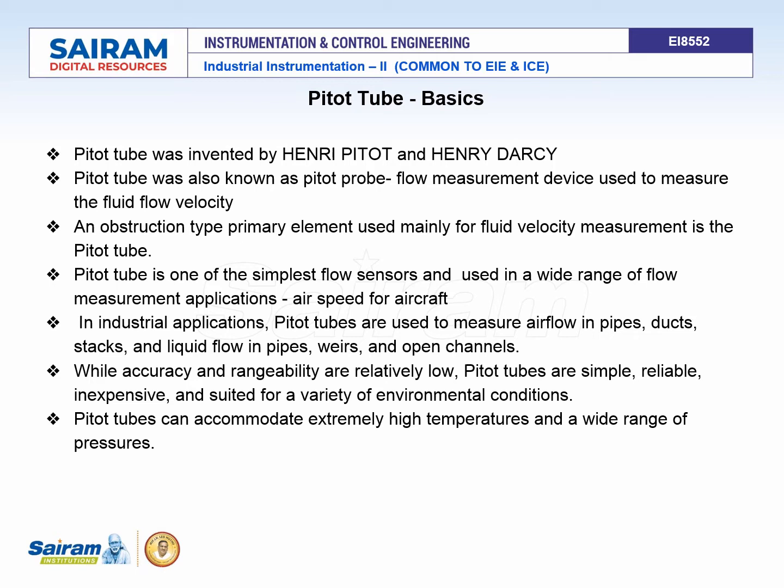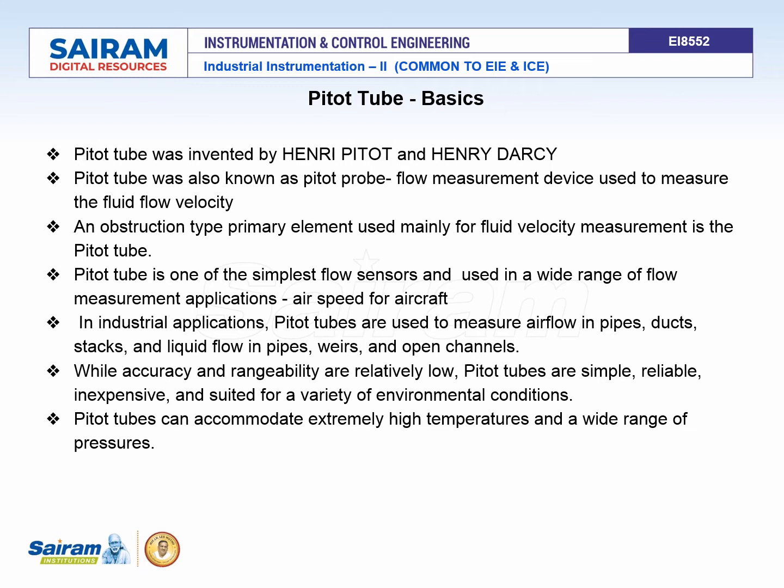So the pitot tube was invented by Henry Pitot and Henry Darcy. It is also called a pitot type, and it is a flow measurement device used to measure the fluid flow velocity. Usually it is an obstruction primary element used mainly for fluid velocity measurement. It is one of the very simplest flow sensors and widely used in a range of flow measurement applications. The main application is aircraft, where it is used to measure airspeed.